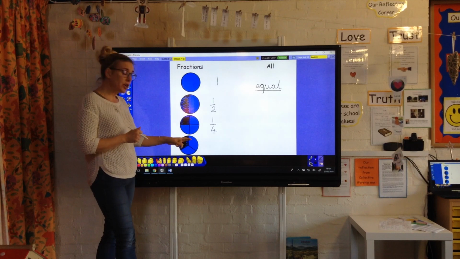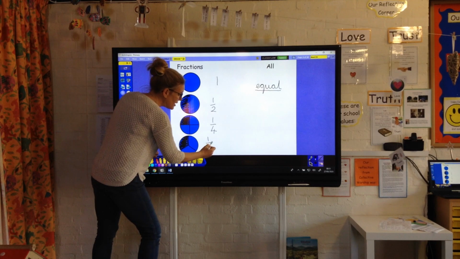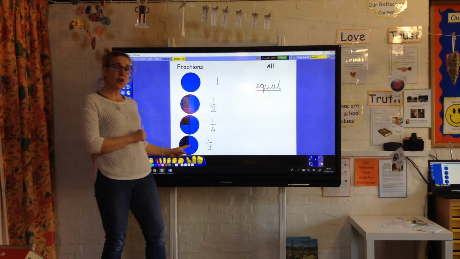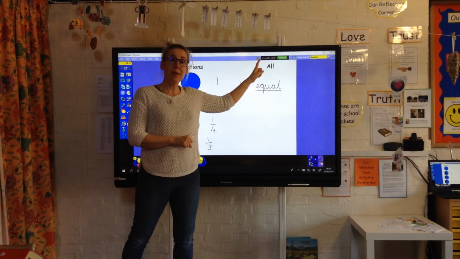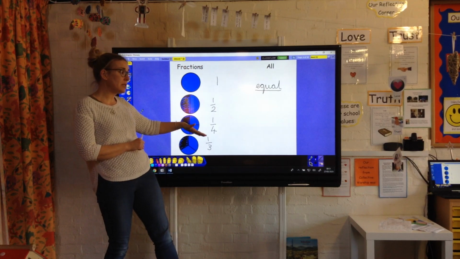So, when we're looking at that circle and we're thinking about thirds, I have shaded one of those in and there are 3 parts. This fraction is called a third. Now, all of you should be able to have a go at doing this. So you should all be able to do these ones here.